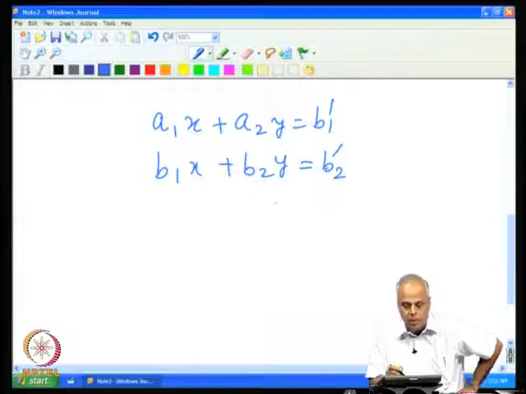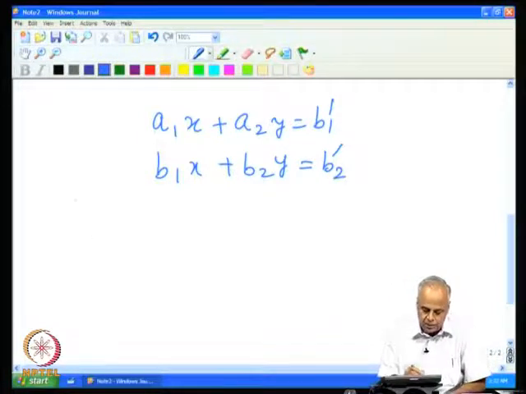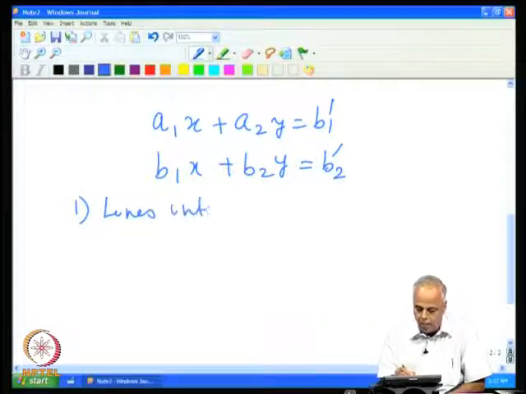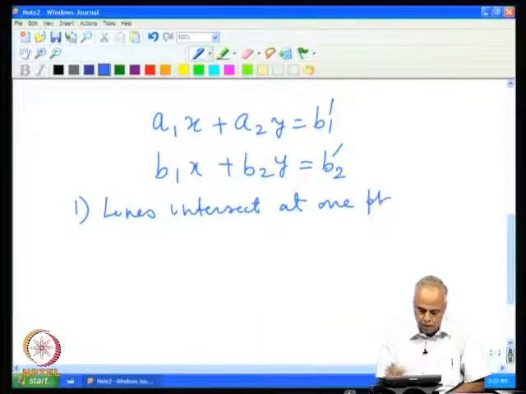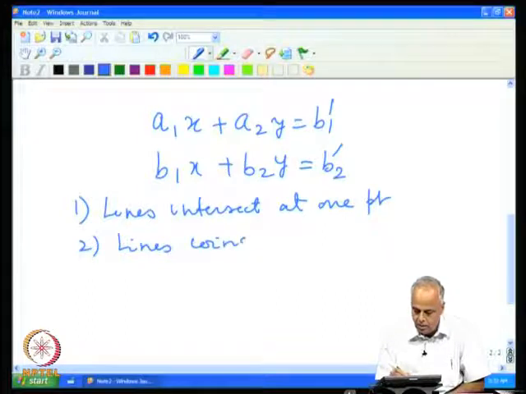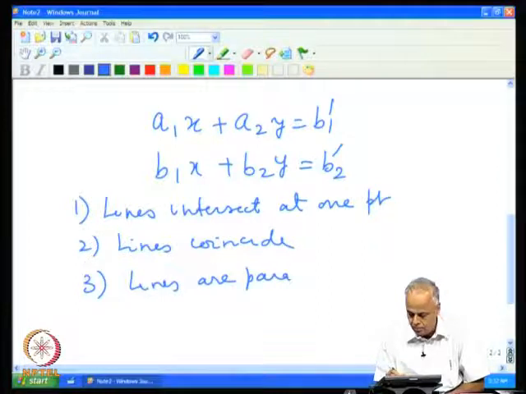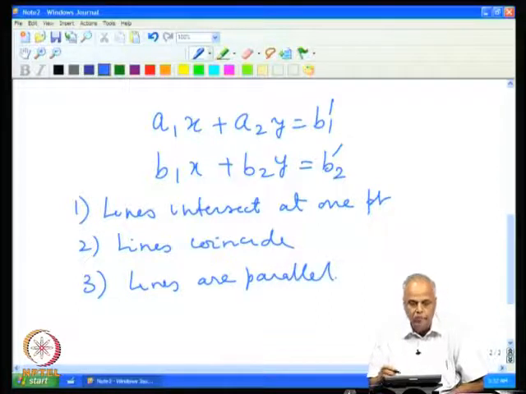However, we see therefore that this could lead to many situations. One, the lines intersect at one point, or the 2 lines coincide, or the 2 lines are parallel. Therefore, when we have a pair of 2 lines, we can have these 3 situations.